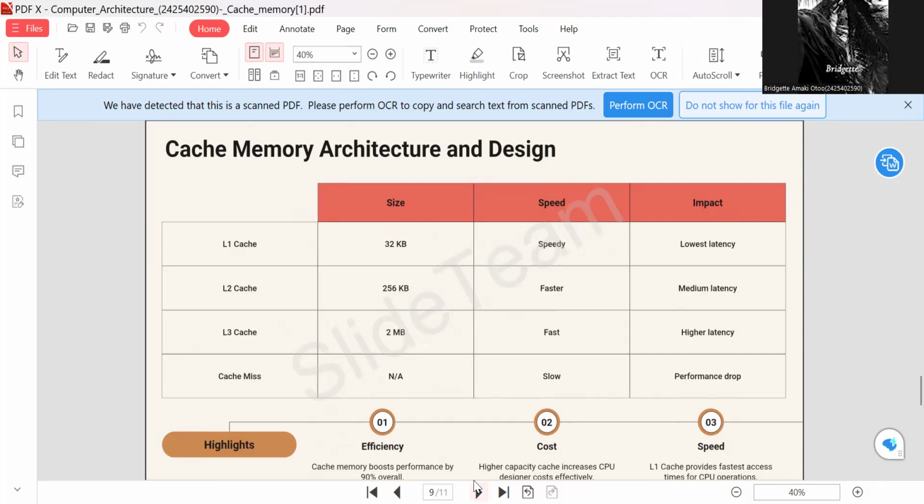Highlights. 1. Efficiency. Cache memory boosts performance by 90% overall. 2. Cost. Higher capacity cache increases CPU design cost. 3. Speed. L1 cache provides the fastest access times for CPU operations.